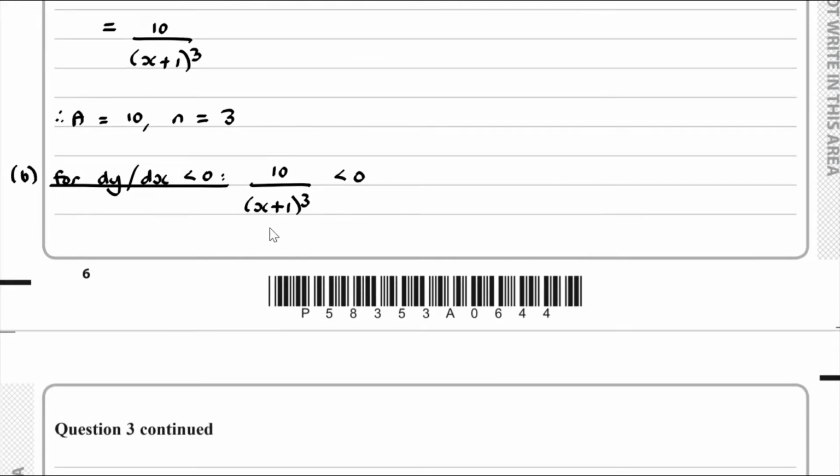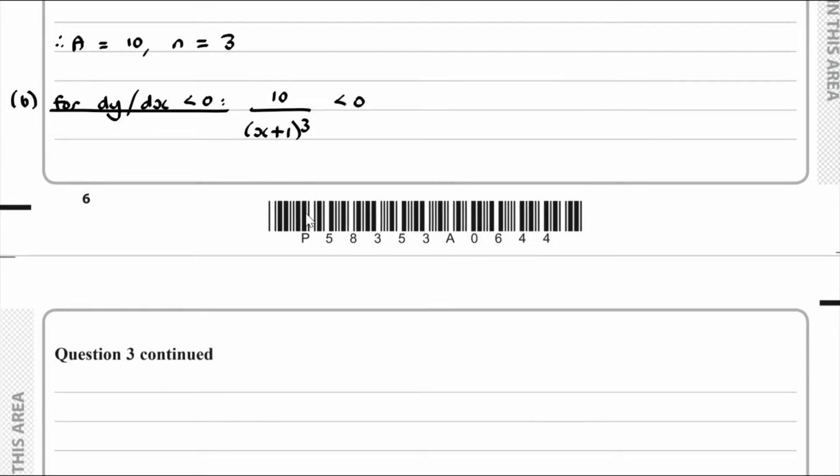Now, for this to be less than 0, the thing at the bottom has to be negative. The reason being, let's just write it down actually. Since 10 is greater than 0, it follows from here that x plus 1 all cubed must be less than 0. Hopefully that makes sense, because if we have something positive, that's a 10, divided by something negative, which is the x plus 1 all cubed, then positive divided by negative will be negative. In other words, positive divided by negative, that's less than 0.